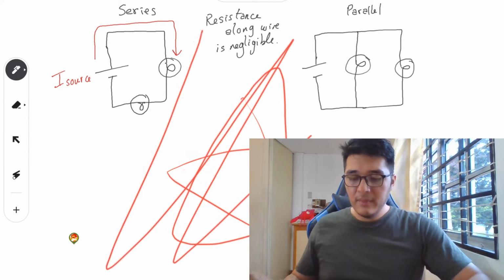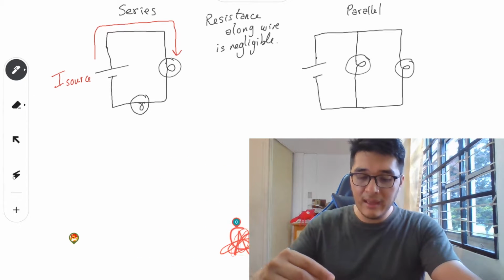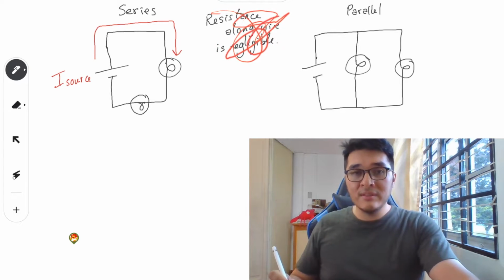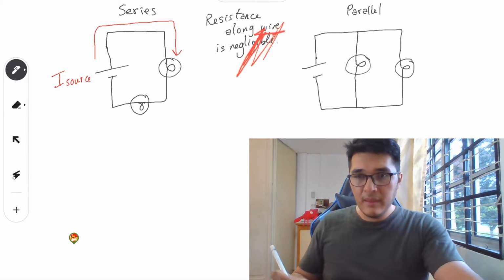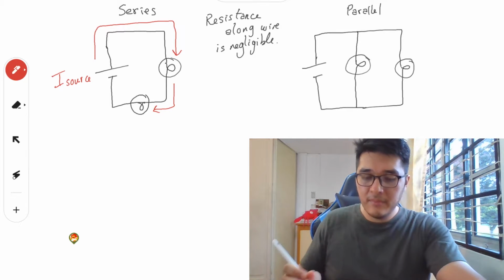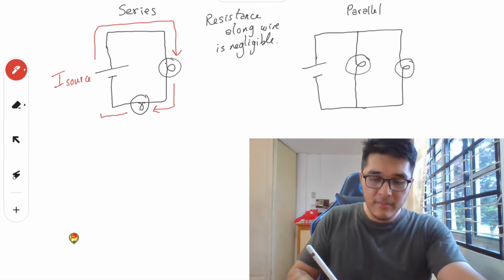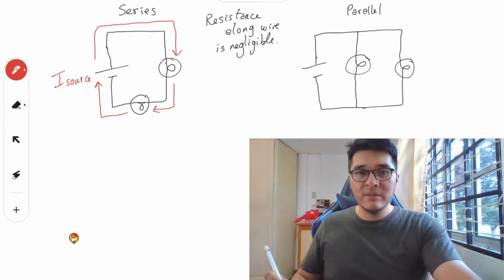What's the question? Okay, so we have the current from the source, and as it travels and comes across the first light bulb, what happens to the current? Does it stay the same, increase, or decrease? Decrease. Increase. And as the current continues moving on to the next light bulb, what happens to the current again? Decreases even more. And then once it goes back to the source, does the current increase, decrease, or stay the same? Stays the same.